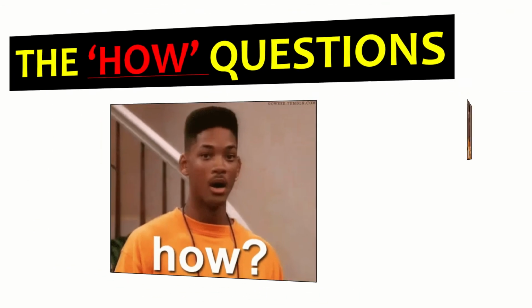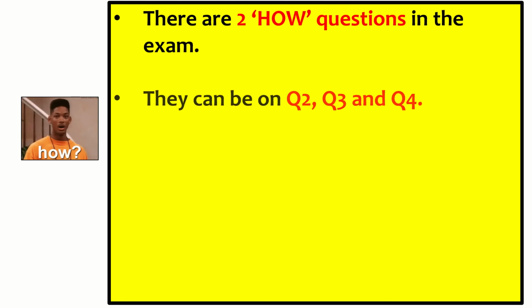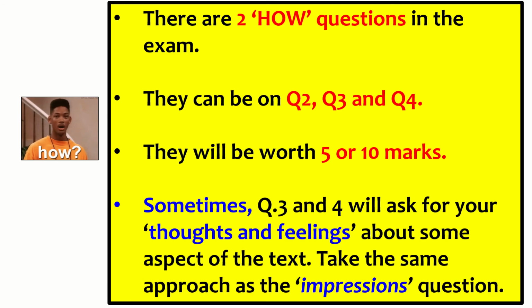Okay, so the how questions then. There are 2 how questions in the paper 1 exam. They can be on questions 2, 3 and 4. They will be worth 5 or 10 marks. Sometimes, instead of being a how question, it will say thoughts and feelings about some aspect of the text. If you get that, you're basically answering it the same way. It's more about your opinions of the character.